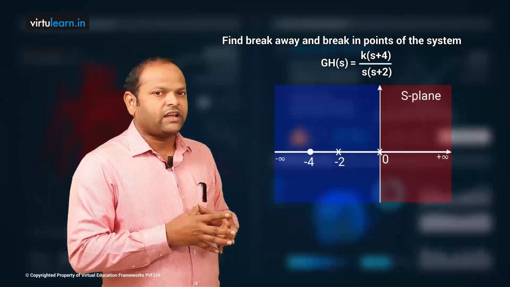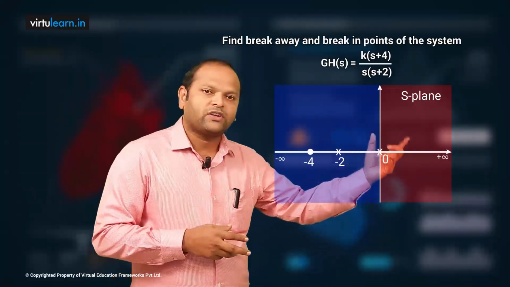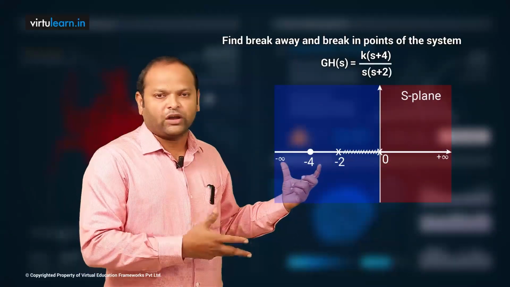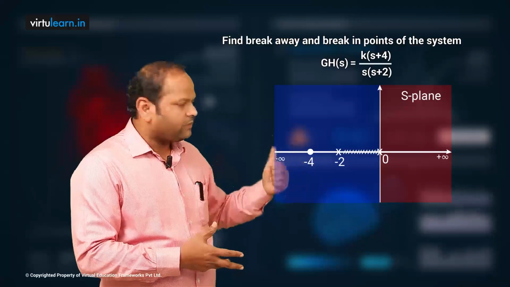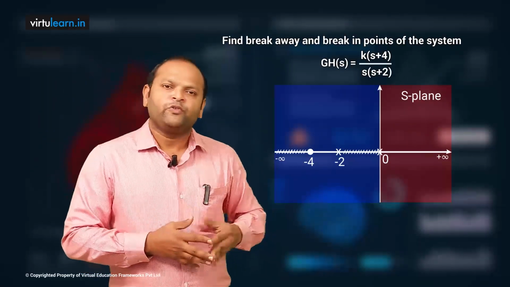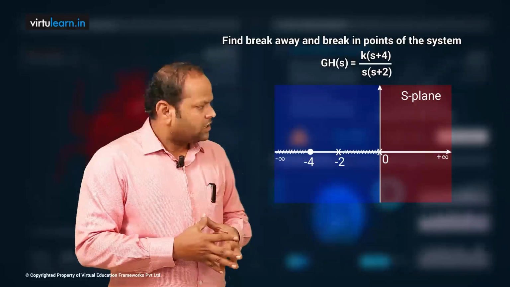The root locus area will exist in between the first pole and the second pole. Between the second pole and the zero, we don't have any root locus area. Then from this zero to minus infinity, again we have root locus area. You know how to find the root locus area. So how can you find it?